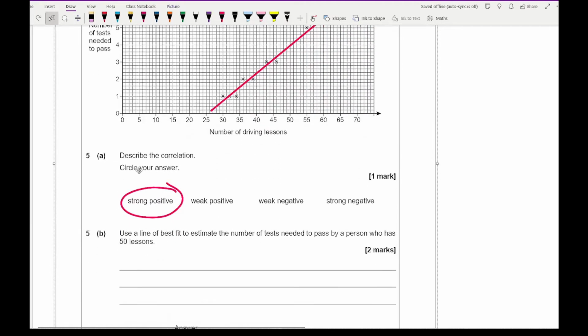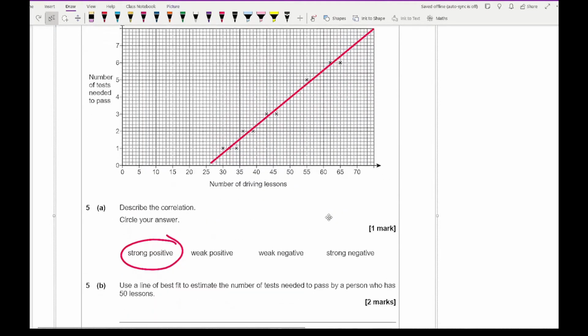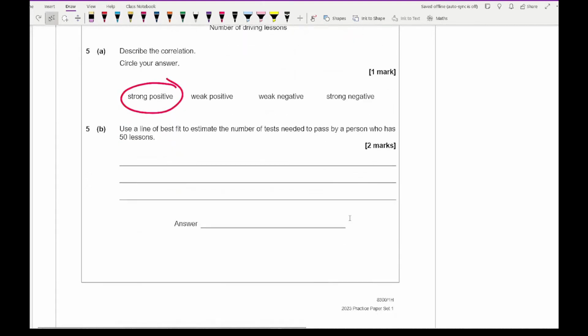Question B then says, use the line of best fit to estimate the number of tests needed to pass by a person who has 50 lessons. So for this particular question, I need to find 50 lessons, which is here. As soon as it hits my line of best fit, I then go horizontally and I can see that the answer is going to be 4 tests.